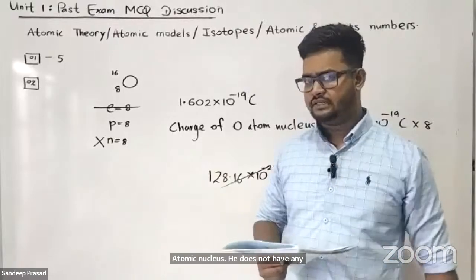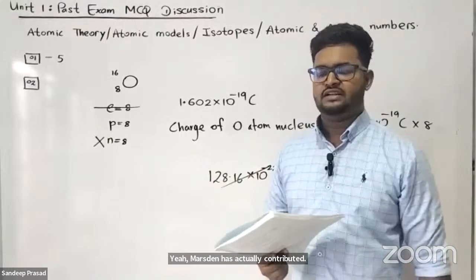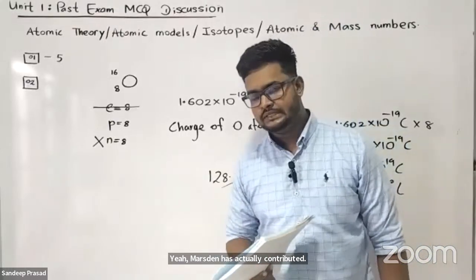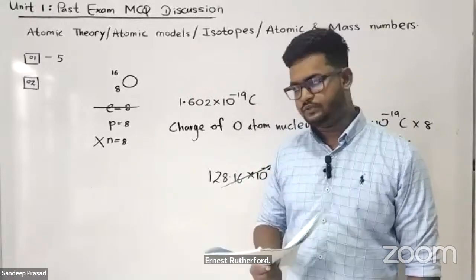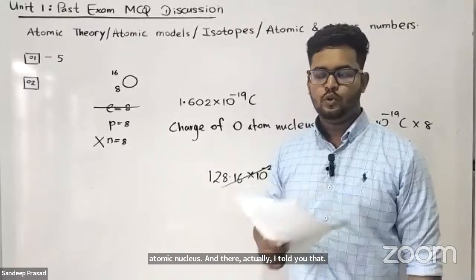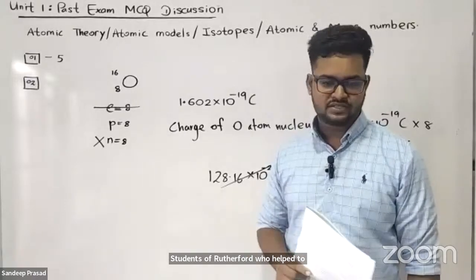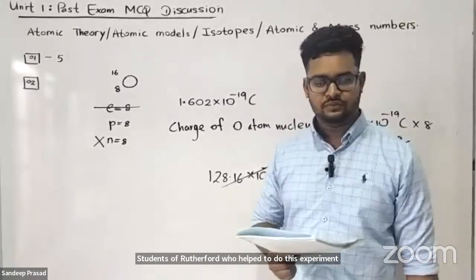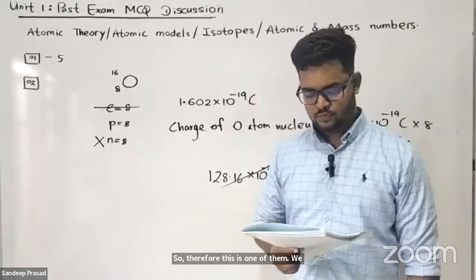What about Marsden? Yes, Marsden has a contribution. We have learned that in the gold foil experiment, Ernest Rutherford found the atomic nucleus concept. And I told you that there were two students of Rutherford who helped to do this experiment. Who are they? Geiger and Marsden. So this is one of them. We can consider Marsden as one of the correct answers for this one.